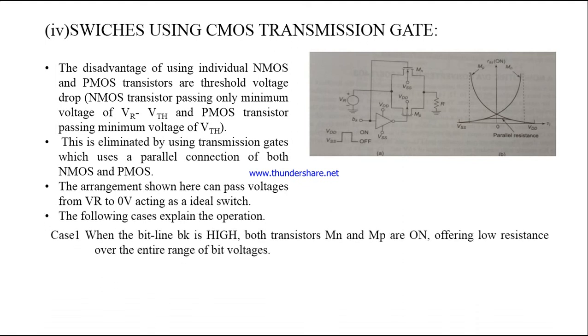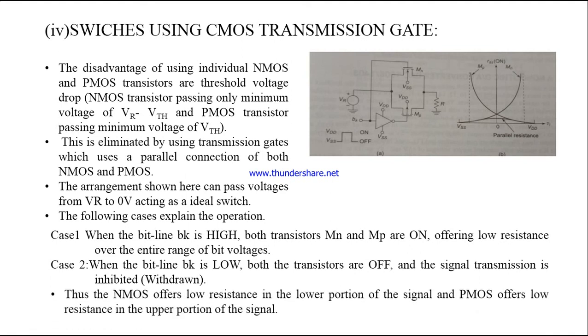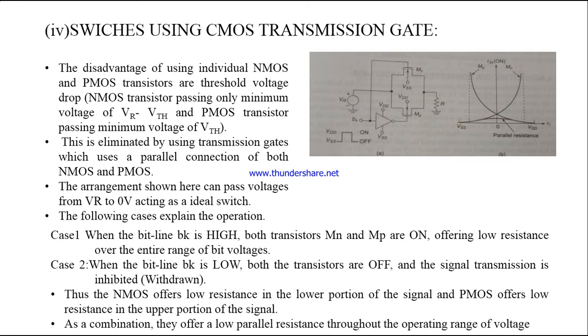The following are the two cases. Case 1, when the bit line BK is high, both the transistors M1 and M2 are on, offering low resistance over the entire range of the bit voltages. Second case, when the bit line BK is low, both the transistors are off, and the signal transmission is inhibited. Thus, the NMOS offers low resistance in the lower portion of the signal, and PMOS offers low resistance in the upper portion of the signal. As a combination, they offer a low parallel resistance throughout the operating range of voltages.